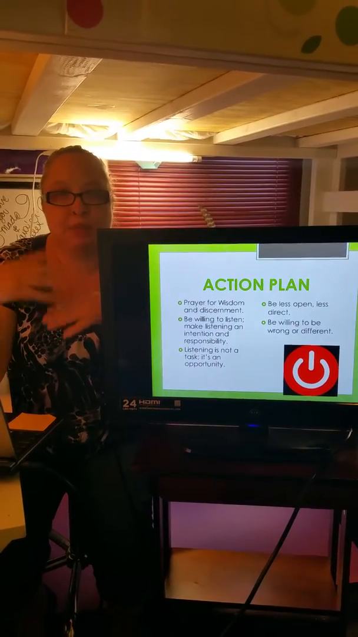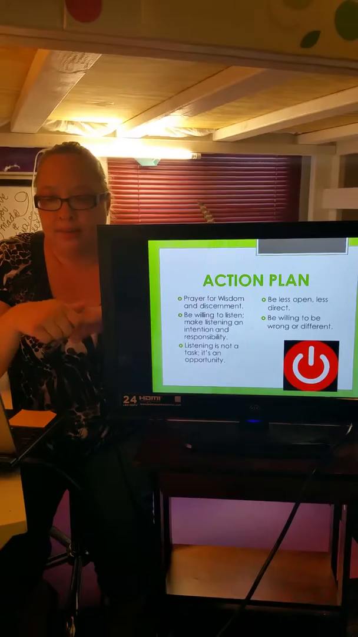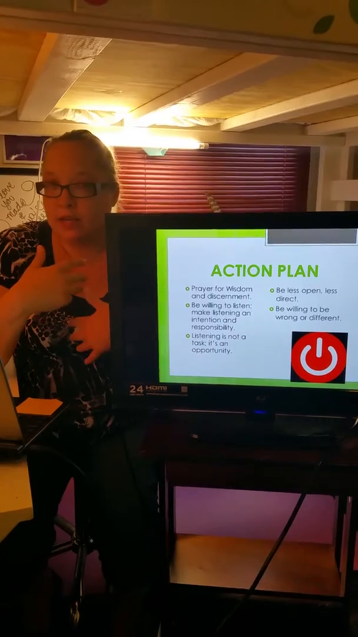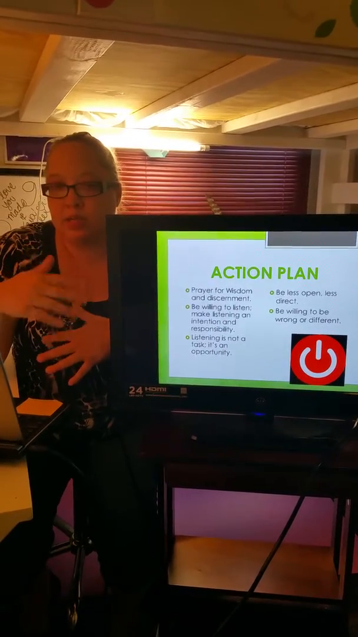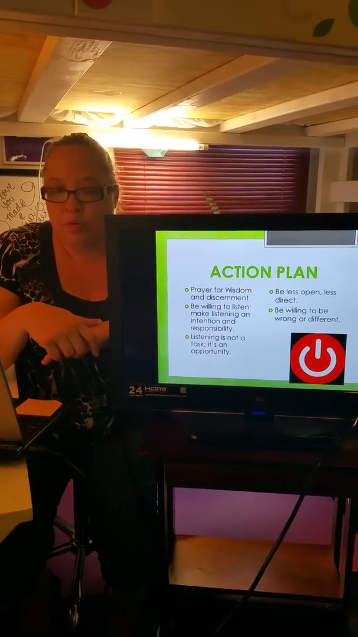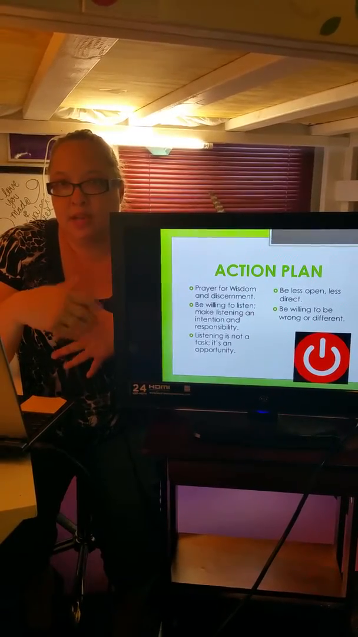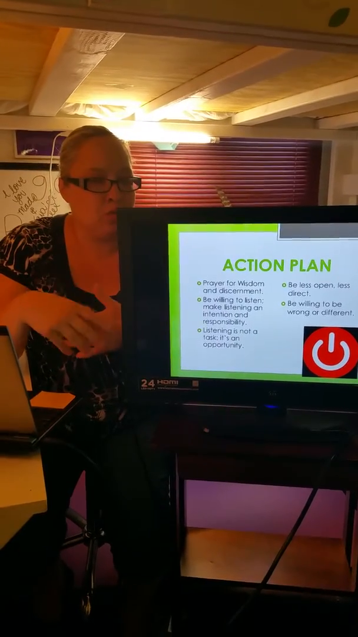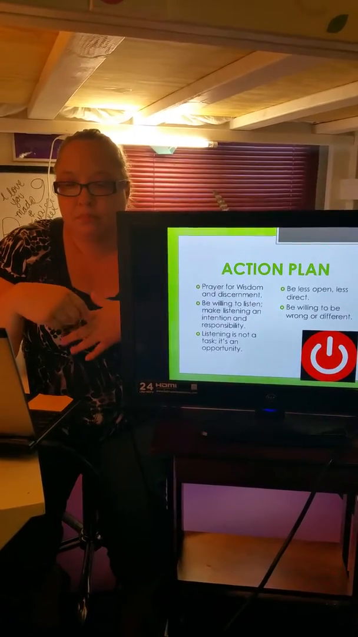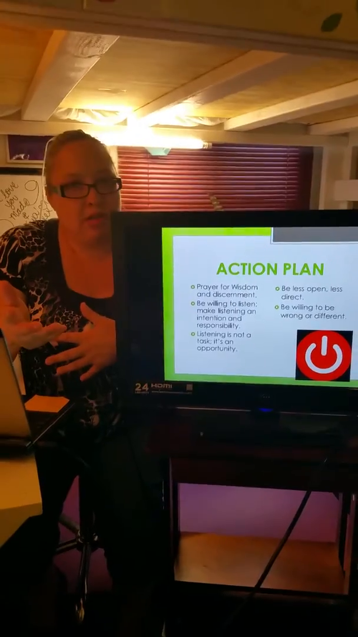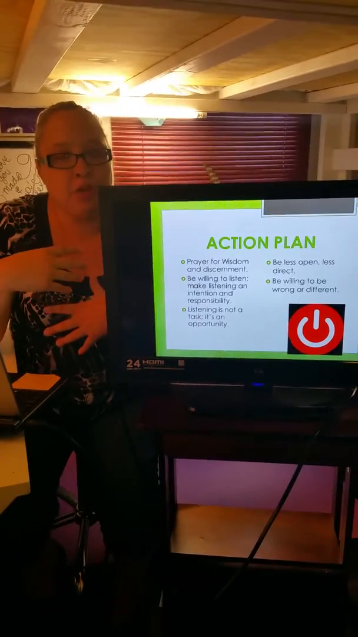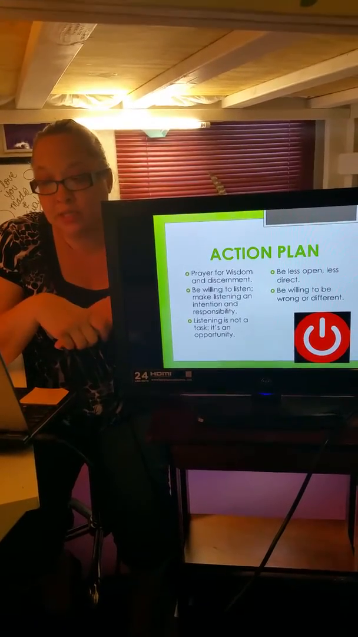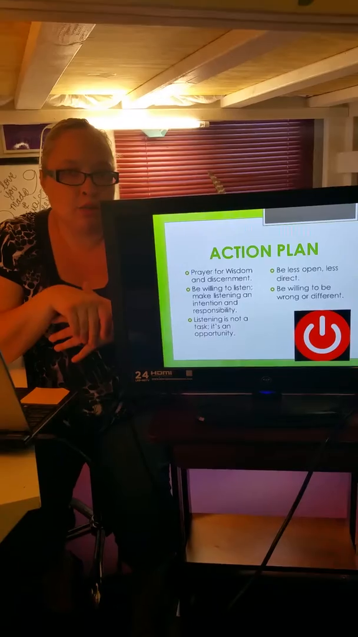And I need to maybe change my thought process when I'm speaking with others, to be less open, maybe less direct. And maybe it's not really to be less direct or less open. It's to be aware of tactfulness and compassion and tone of voice and nonverbal skills. Sometimes you just have to meet the person where they're at, and you have to be aware if you're abrupt. So I think that's really important that I have to work on. And I also have to be willing to be wrong or different and accept that in the other person.